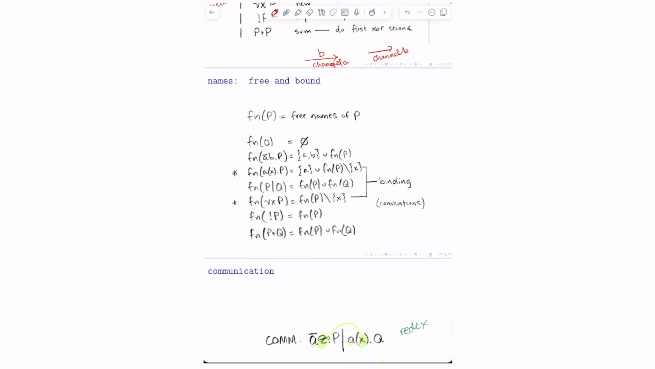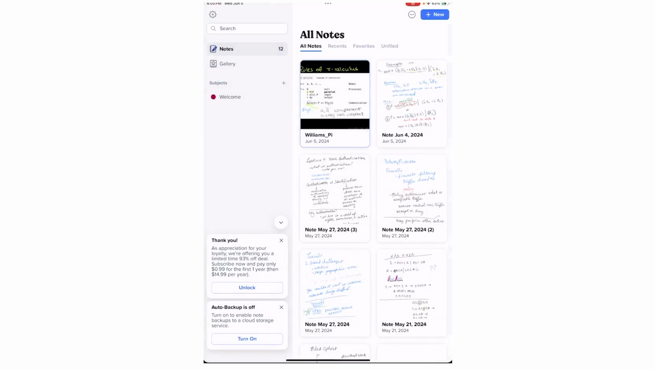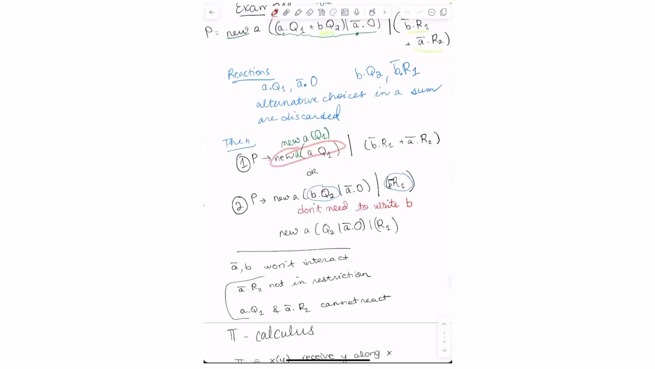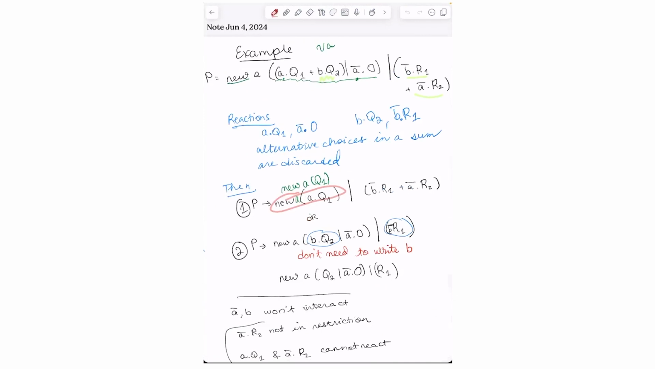I guess the thing I was trying to get us to with this example was going back here. So I explained the redex and all of that. The reason that this A bar here doesn't react with this A here, did y'all catch why that was happening? It's not the same A because new binds A to a scope. So new A means something different because that's in the parenthetical there. That's a thing I wanted to point out.